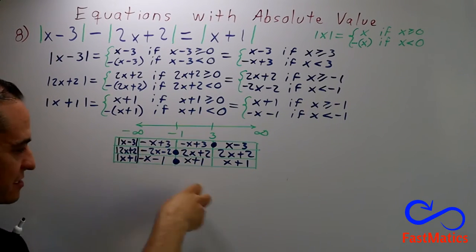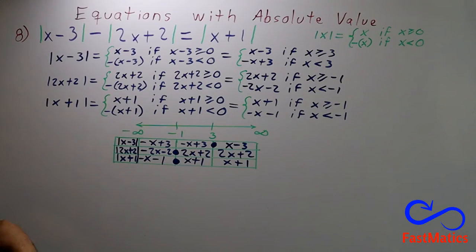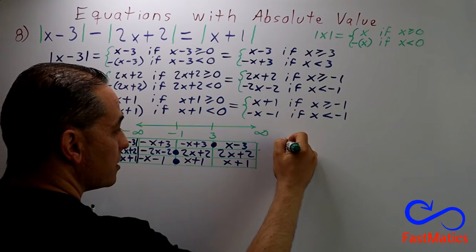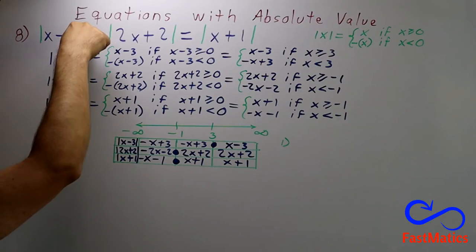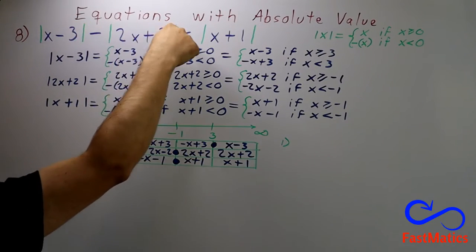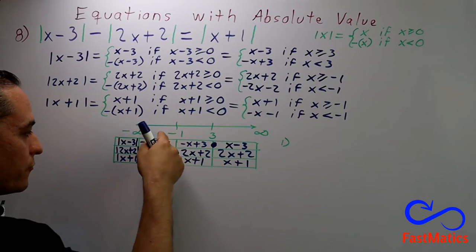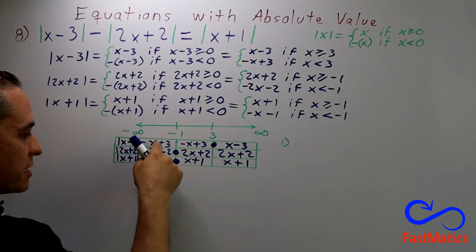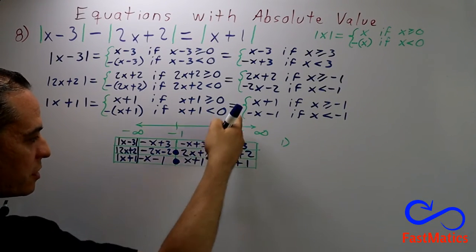With this chart, we will get 3 equations. Please pay attention. First equation: the first answer minus the second answer will be equal to the third answer. The first minus the second will be equal to the third. One equation, two equations, three equations.